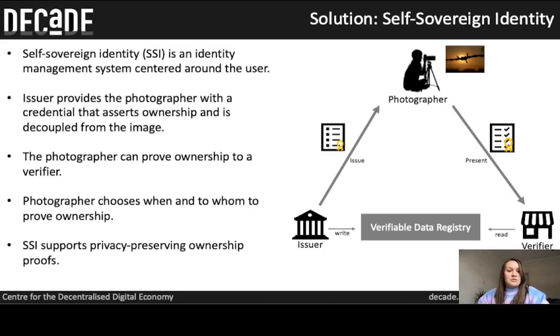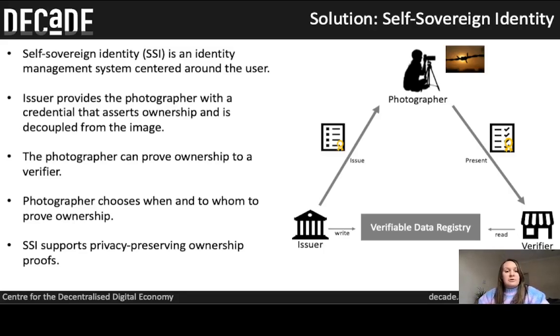The ownership credential then forms part of the photographer's digital and self-sovereign identity, and the credential is decoupled from the image itself, which means that distribution of the image does not necessarily reveal anything about the owner of the image. The credential can then be used to assert ownership, so the photographer can present a proof to a verifier, for example a media outlet, that they are the owner of the image.